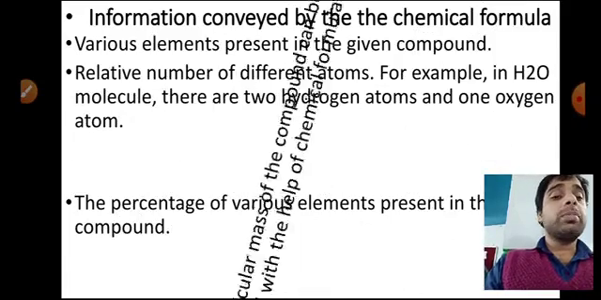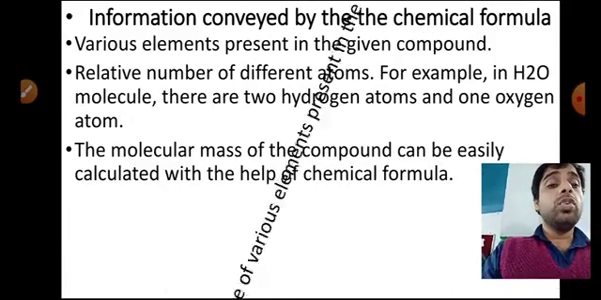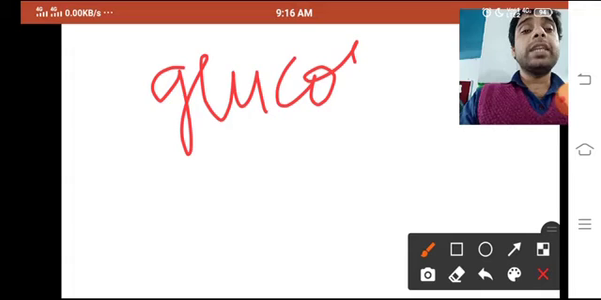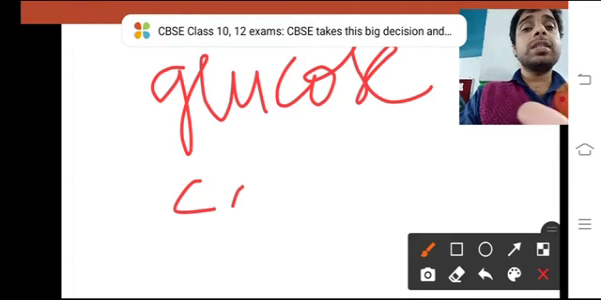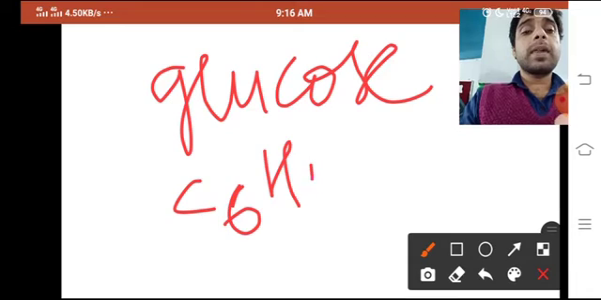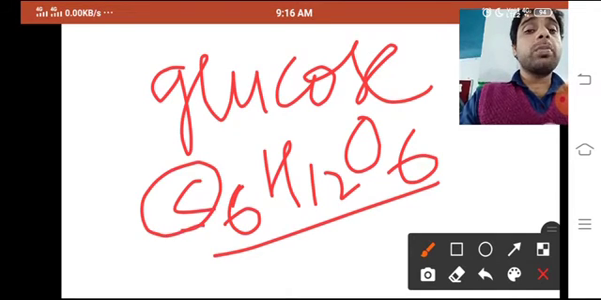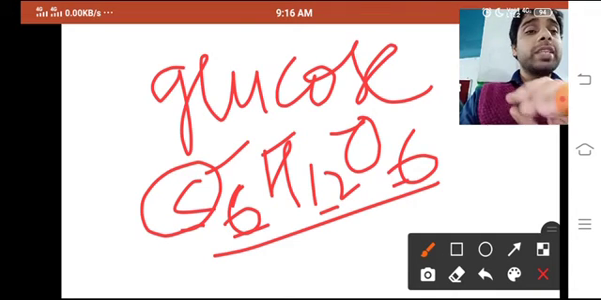Suppose I am talking about water or glucose. If someone says glucose, then you should know its formula: C6H12O6. By seeing only this chemical formula, you can say that the elements present in it are carbon, hydrogen and oxygen. All these are the elements present in glucose, and the subscripts also tell you the total number of carbon, hydrogen and oxygen atoms.